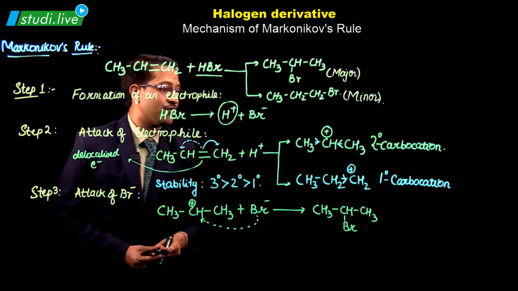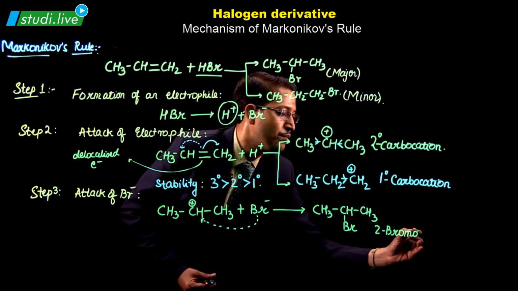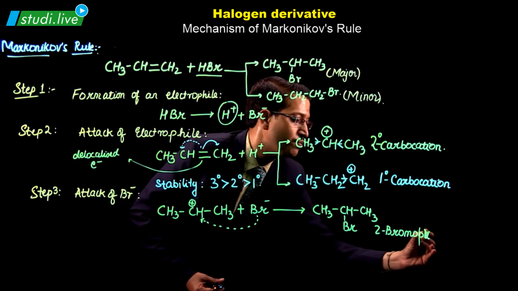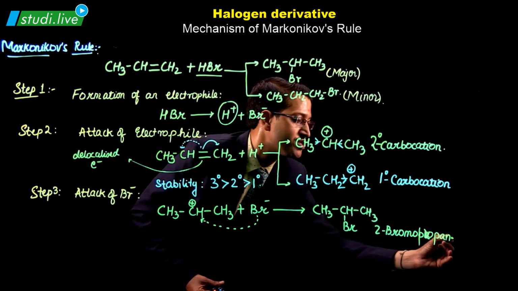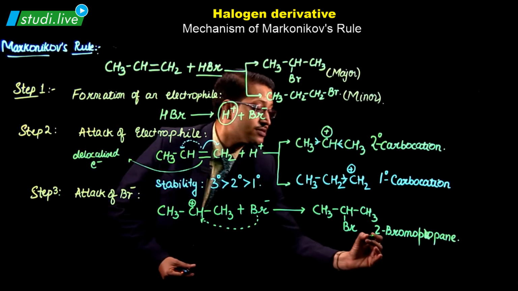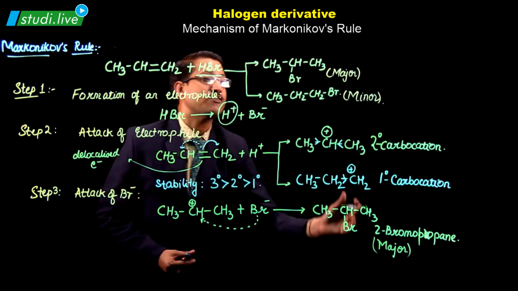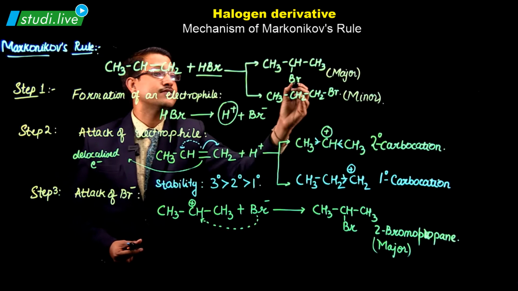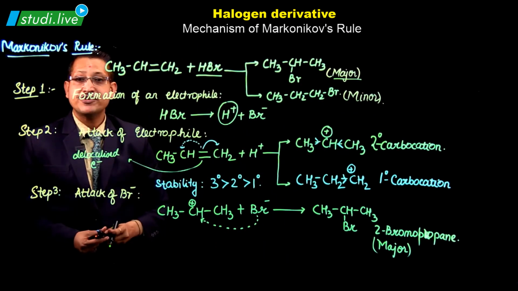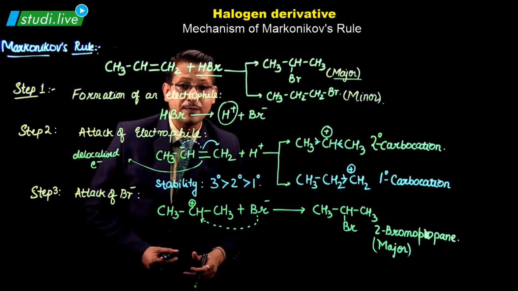And this gives you the formation of 2-bromopropane. So this gives you the formation of 2-bromopropane. So once you get this 2-bromopropane, this is the major product. And this is what we have already said in the definition, that this will be the major product. And according to this mechanism, we have also confirmed why 2-bromopropane should be the major product.